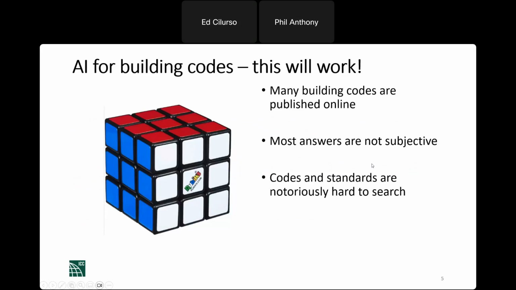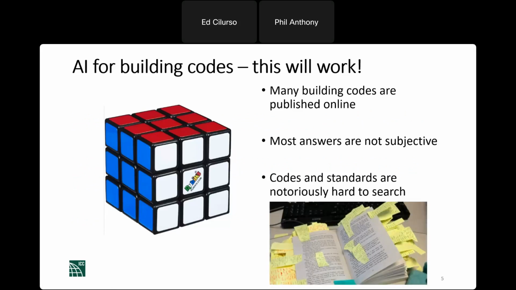So AI for building codes seems like a wonderful idea. Building codes are by and large published online. A lot of answers are not subjective, which is great. There are answers in the code. It's made and written to provide answers. And codes and standards are really hard to search. I gave a presentation recently to a group of building officials, and many of them agreed that they had code books that looked a lot like this book right here with a million Post-it notes on it, because online search of building codes can be a little frustrating. The terms are repeated often, and it's not always easy to do a very simple search and get great results.